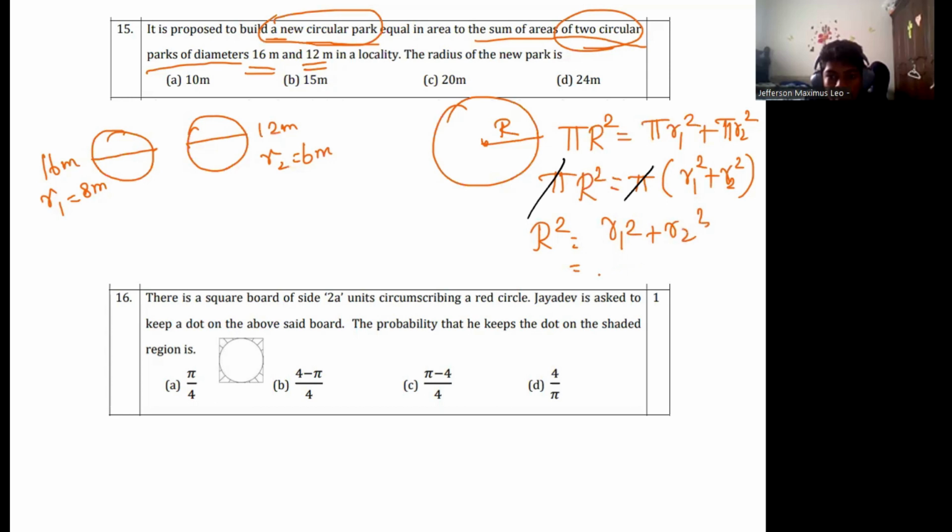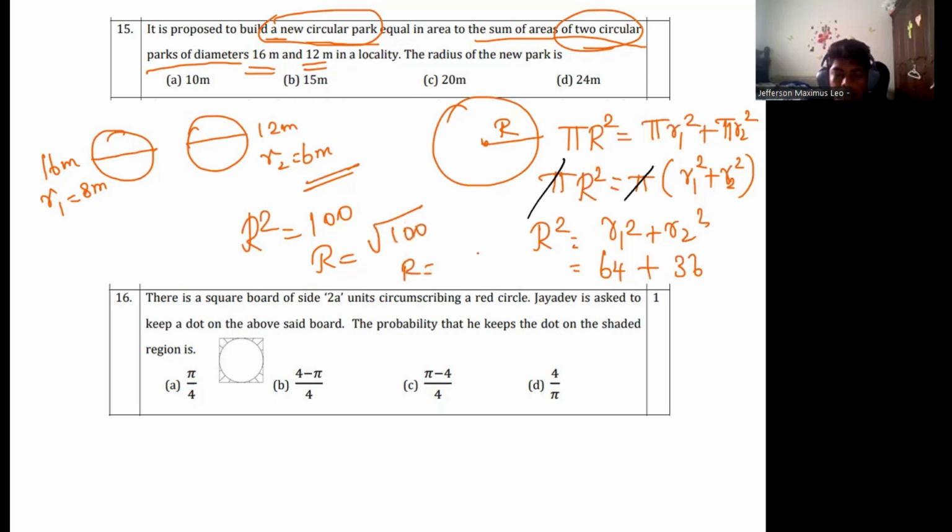So what is R1? R1 square is 64 because R1 is 8. And R2 is 6, square is 36. Now R square is equal to 64 plus 36, that is 100. From that, R is equal to root of 100, that is plus or minus 10. Minus 10 is not possible because of radius. So plus 10 meters.